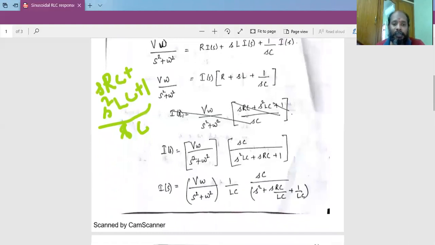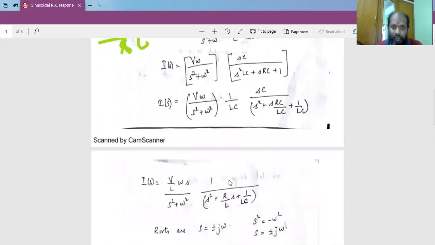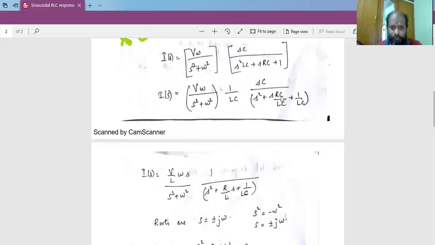If you bring this expression to the other side, I of s is equal to V omega divided by S square plus omega square, and the reciprocal of the other expression will be there: S into C divided by S squared LC plus S into RC plus 1. Now the coefficient of S squared should be 1, so take LC outside. You will have 1 by LC, so S squared plus S into RC by LC plus 1 by LC. The C gets cancelled. So finally you will get an expression like this.